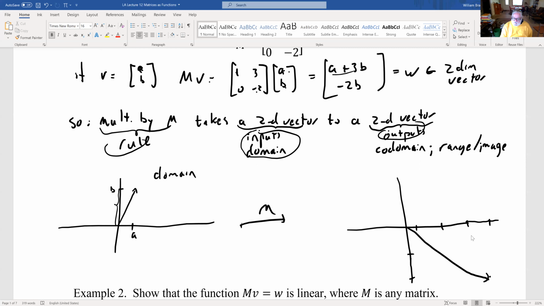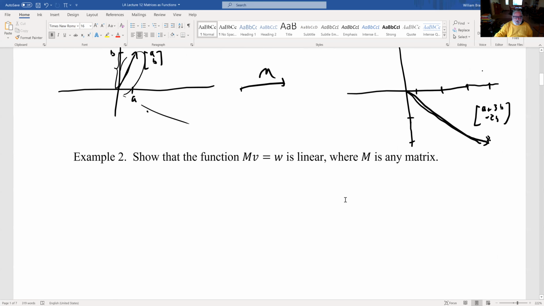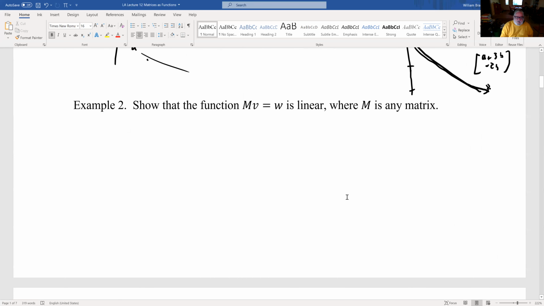This is the vector (a plus 3b, minus 2b). And this is the vector (a, b). So this vector here gets turned into that vector there. So what does matrix multiplication do to this vector? Well, it flipped it over the x-axis, made it longer, and changed the direction. It's a little bit hard to figure out what's going on there, but we have tools to make this geometric interpretation a little bit better. So first we'll show that this is linear.